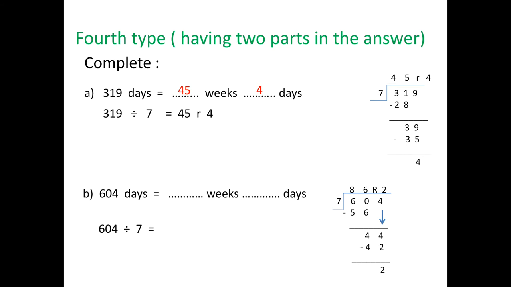What do we mean by this? The whole number, the 86, is going to be the weeks. And what about the 2 days that are left over? They will be written as days as they are because I cannot form a week using just 2 days. Okay? Now try by yourself.